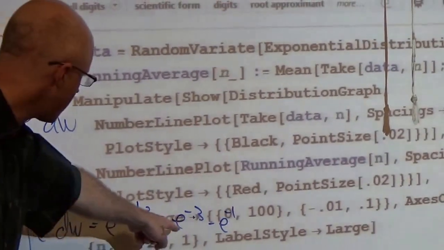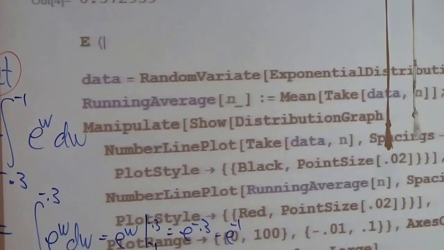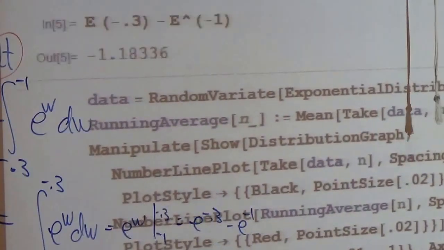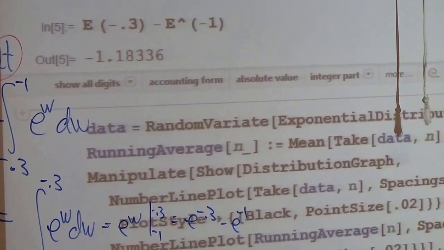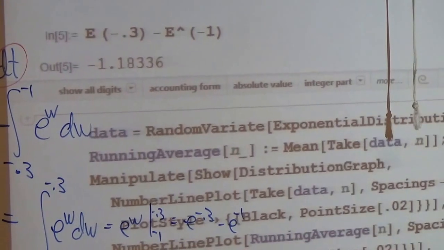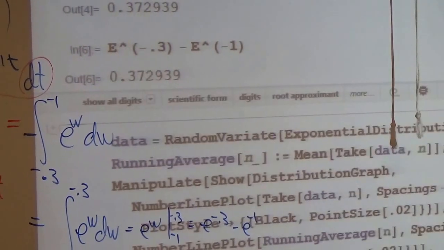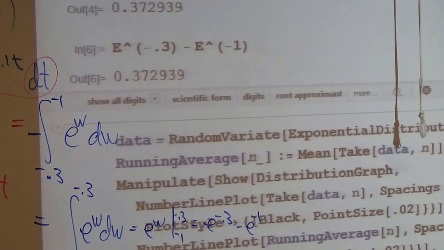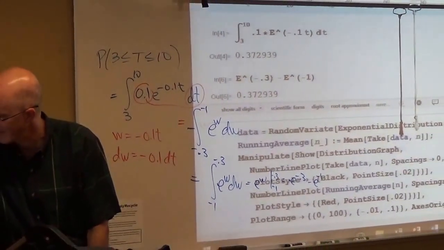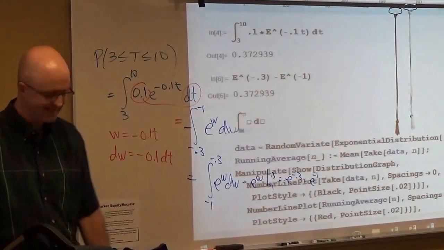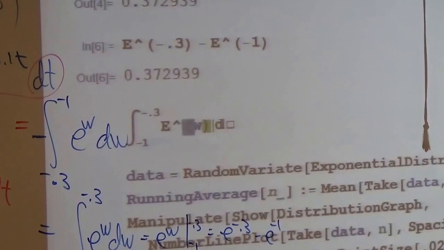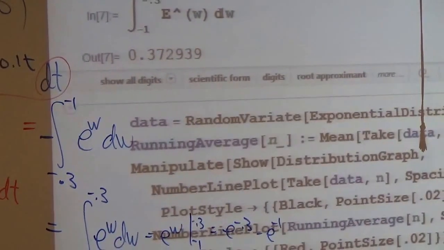Let me go ahead and take this quantity and plug it in. E to the negative 0.3 minus e to the negative 1. Hopefully that's the same. Nope, it's not. Where's my mistake? We didn't do e to the negative 0.3. You just did e times. Oh, times, okay. Thank you. There we go. It is the same answer. And it is the same answer as the other integral, the integral I ultimately did. Negative 1 to negative 0.3 e to the w dw. Which are all the same.